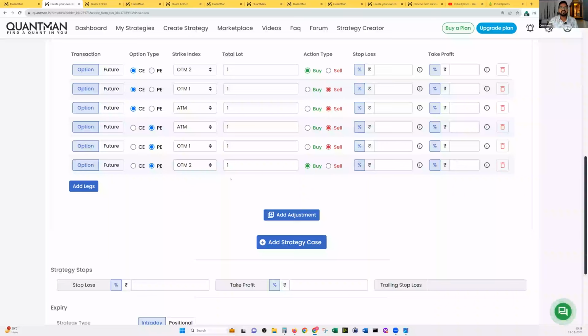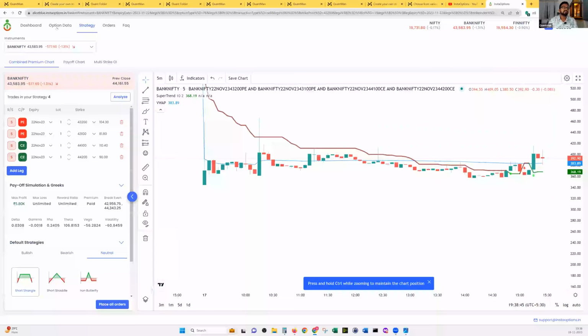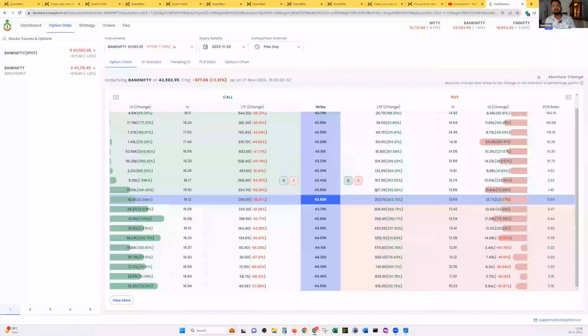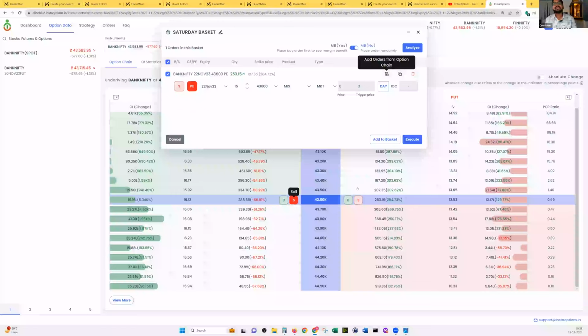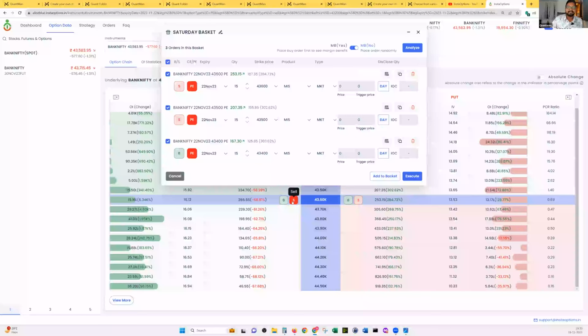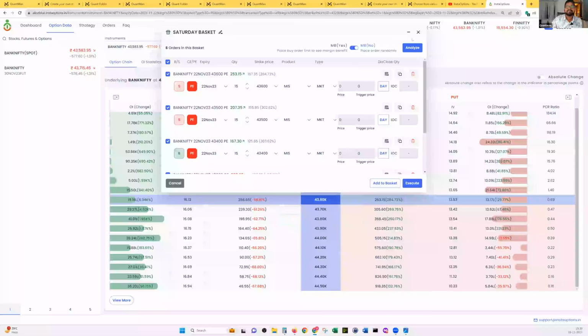Now, what is this strategy? It's like a butterfly or iron condor. So how does it exactly look? Now I go to option data. I sell this, I buy this, but I do this only on expiry date. Don't do it on other days; on other days there is a different strategy. Sell this, buy this, and then click on analyze.